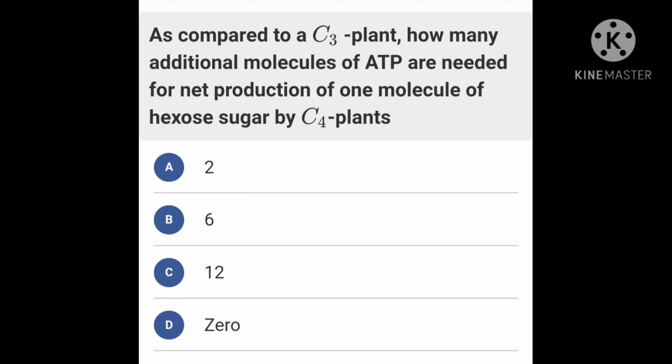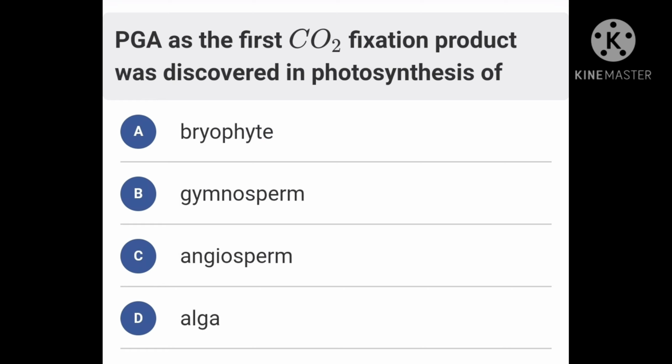Okay, next question. PGA as the first CO2 fixation product was discovered in photosynthesis of option A bryophyte, option B gymnosperm, option C angiosperm, option D algae. Exposure of photosynthesizing algae to radioactive carbon dioxide was followed by tracing the fate of radioactive carbon atom. It was shown that the carbon first binds to a molecule of ribulose 1,5 bisphosphate, then immediately splits forming two molecules of phosphoglycerate. Thus the correct answer is D, that is algae.